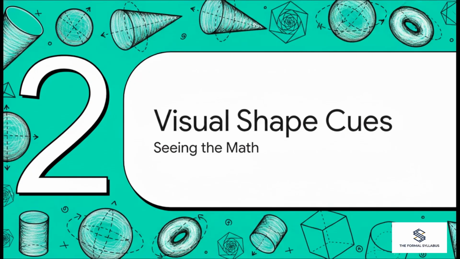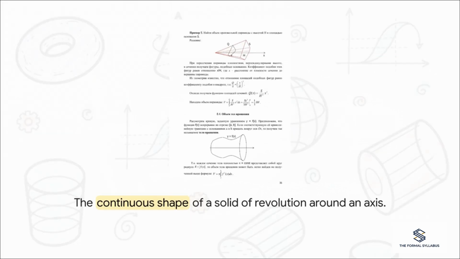Section 2, visual shape cues. This is where we shift our focus away from those dry equations and get right into pure geometry. When you face one of these volume problems, don't just stare at the functions. Stop for a second, evaluate your axis of revolution, and really imagine that two-dimensional area sweeping through three-dimensional space, drawing a solid shape in one full, continuous rotation.